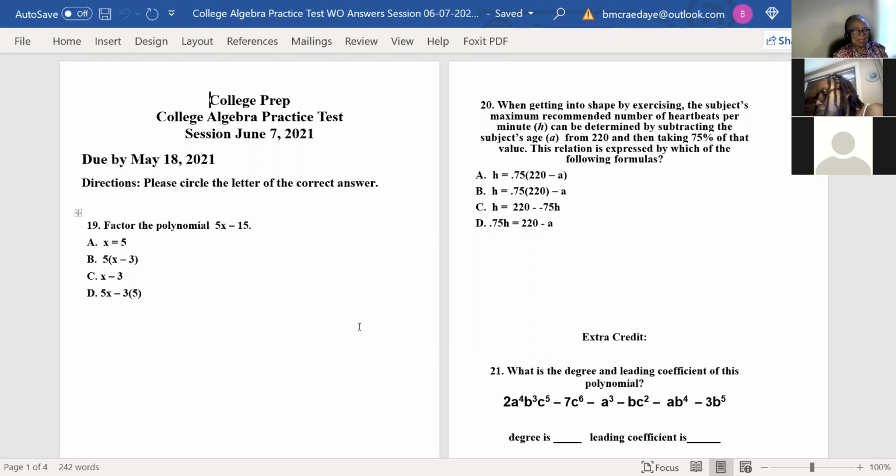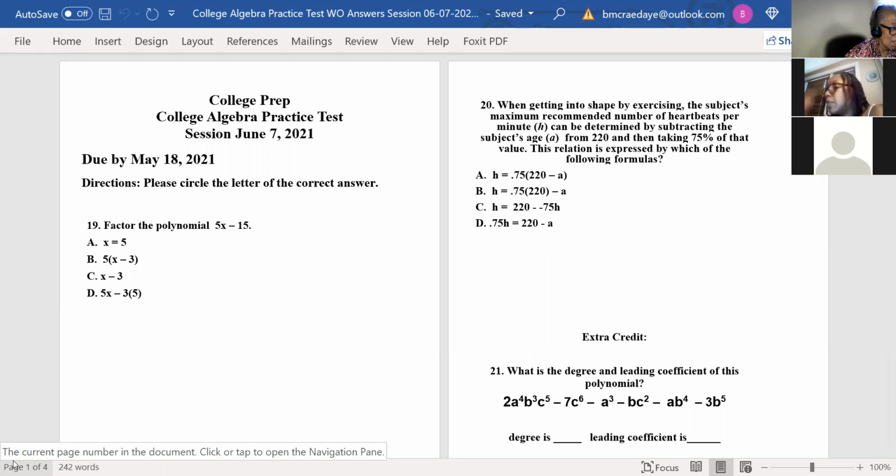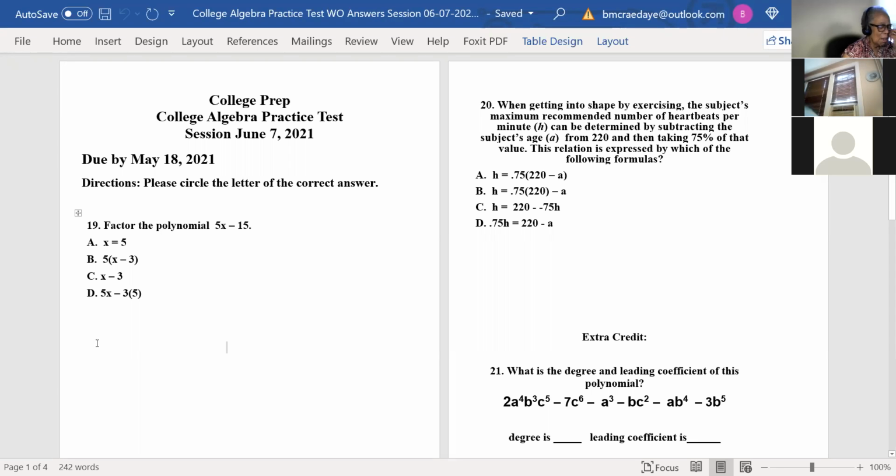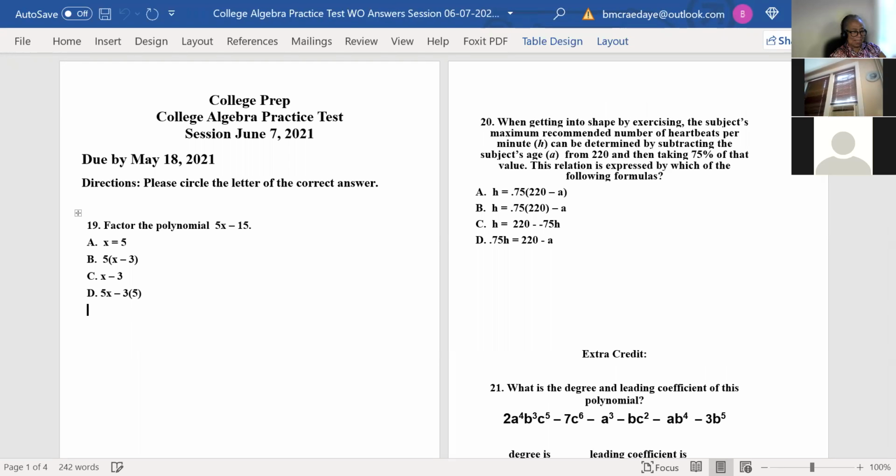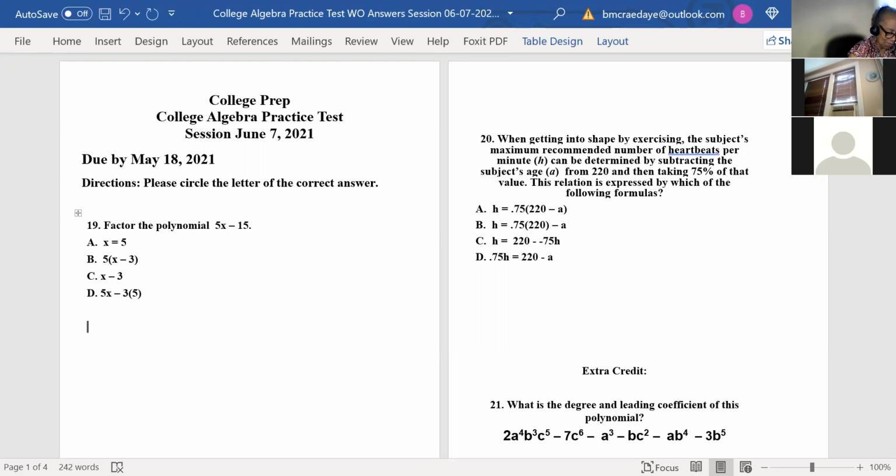Number 19, what's the answer? It was D. Which one? D as in donkey. No, I pressed D, but the answer was A. Latoya, you looking at number 19? Sorry, I'm at number 19. What's the answer? B. It's B as in boy. That's right. I'm sorry. Answer B.